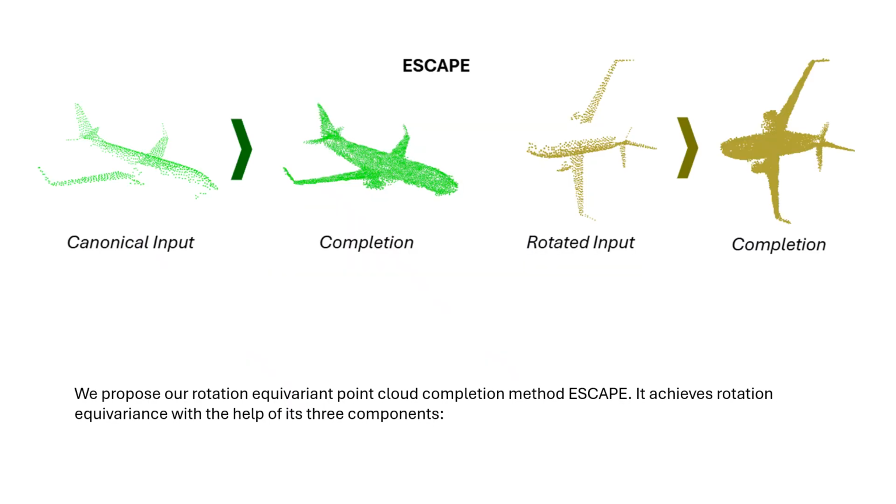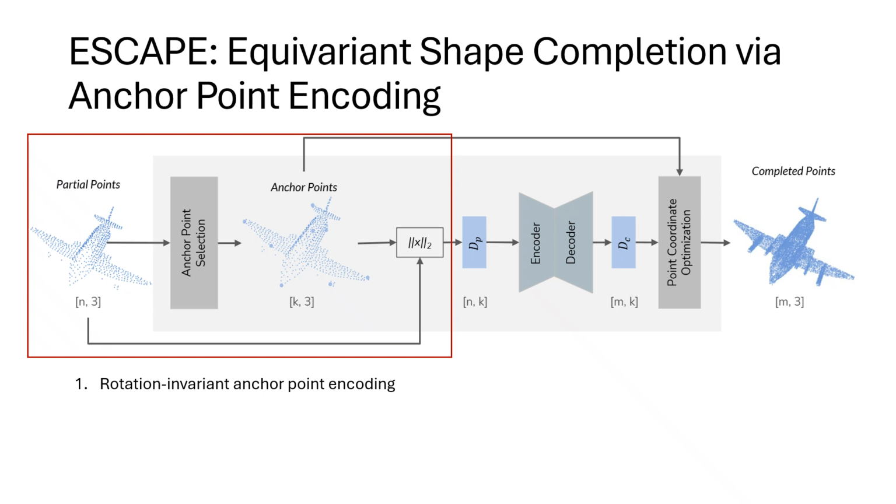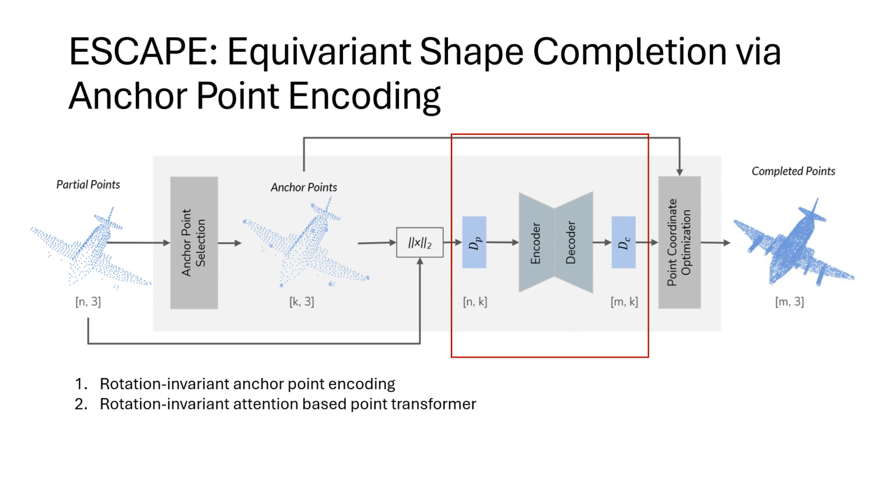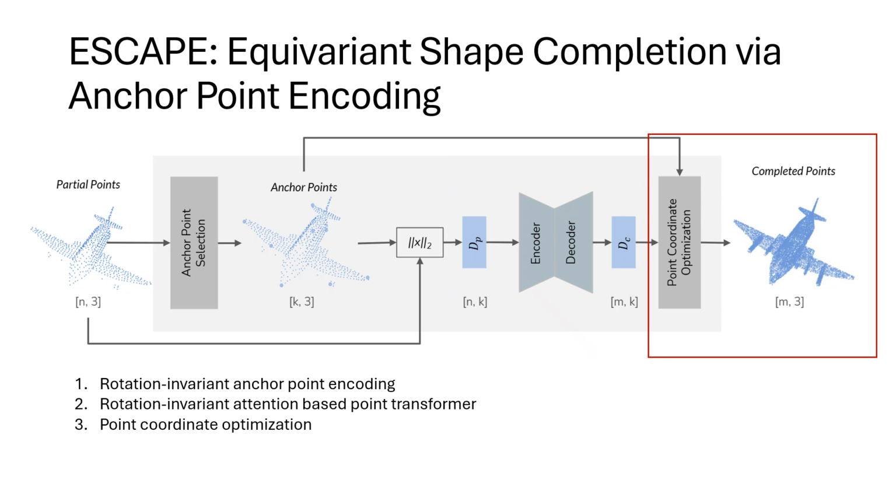We propose our rotation equivariant point cloud completion method, ESCAPE. It achieves rotation equivariance with the help of its three components. First, rotation invariant anchor point encoding. Second, rotation invariant attention based point transformer. And finally, point coordinate optimization.